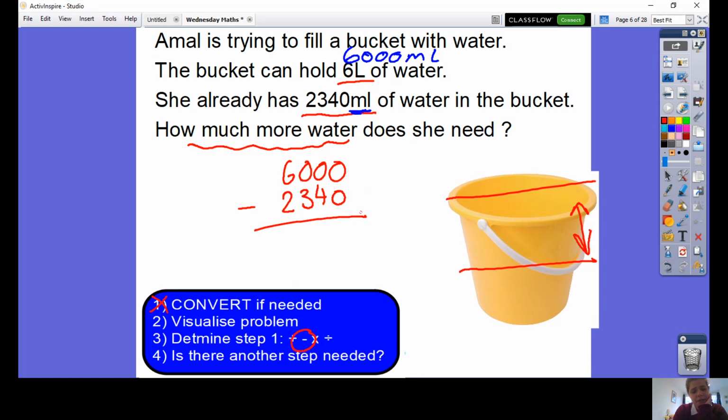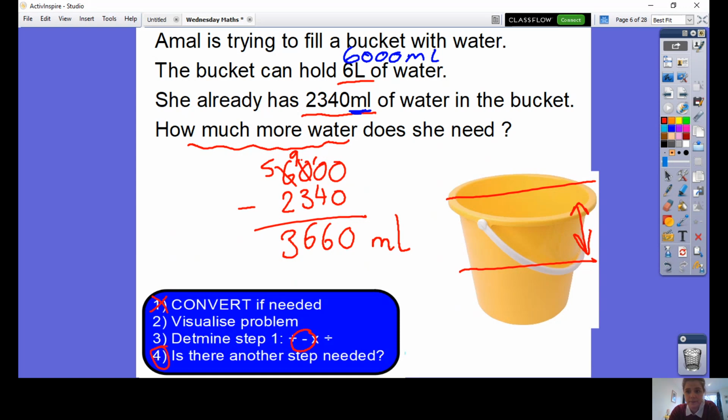Okay? 0 subtract 0 is 0. 0 subtract 4 is not possible, so I will regroup. Going to cut a corner and make that 9 because I know if I make it 10 and then I cross one out and make it 9, then it will be 10 subtract 4 is equal to 6. 9 subtract 3 is equal to 6. And 5 subtract 2 is equal to 3. I then, for these questions, need to put my unit of measurement in, here it's millilitres, and decide if there's another step needed. No, there was no more information, just how much more water needs to fit.